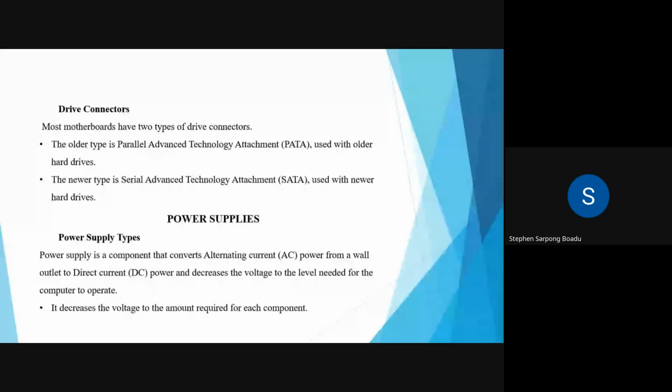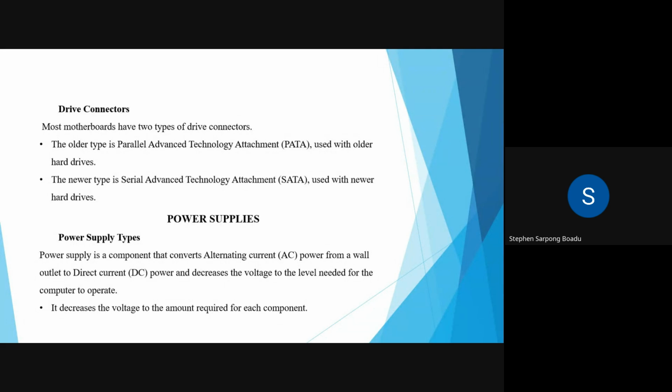let's move on to the power supply. I said in the beginning that we would talk more about the power supply. The power supply is a component that converts alternating current power from a wall outlet to direct current power, and decreases the voltage to the level needed for the computer to operate.